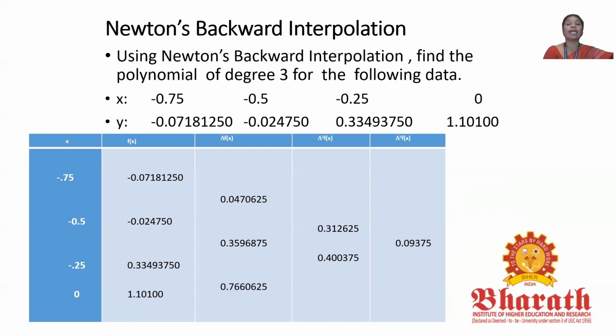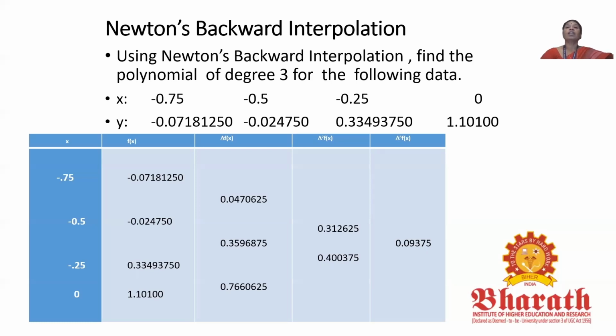From that, we are going to the second derivative. For that, we have to calculate this way: 0.3596875 minus 0.0470625. If you are using the calculator and computing the value, you'll be getting 0.312625. Now from the first derivative, that is 0.7660625 minus 0.3596875. If you use the calculator and calculate the value, you will be getting the answer 0.400375.